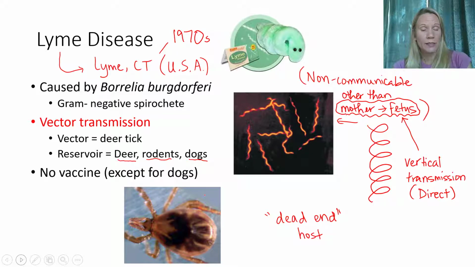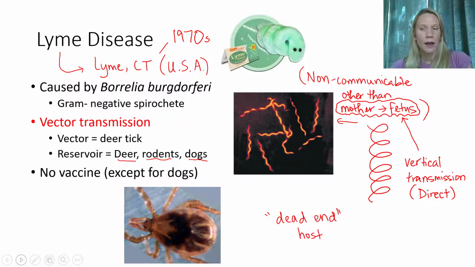So what happens is the tick will burrow into your skin, and it has to embed its entire head into your skin. And then eventually it'll actually spew out its saliva into your bloodstream. And the spirochete bacteria, the Borrelia bacteria, is in their saliva secretions. So they'll secrete that into your bloodstream.